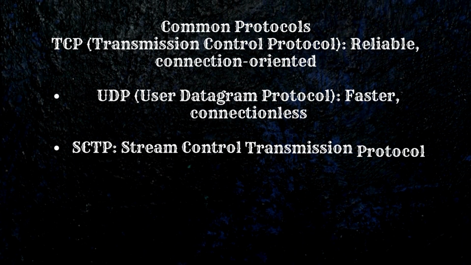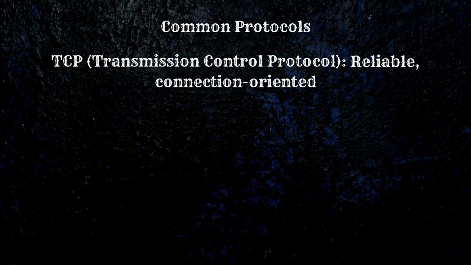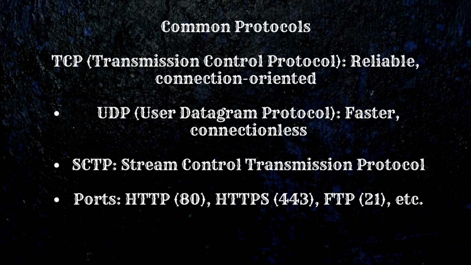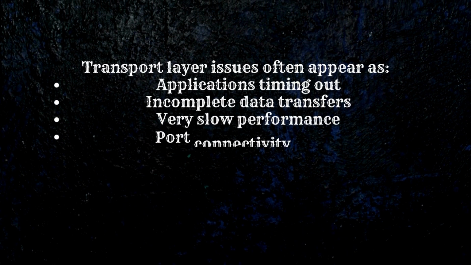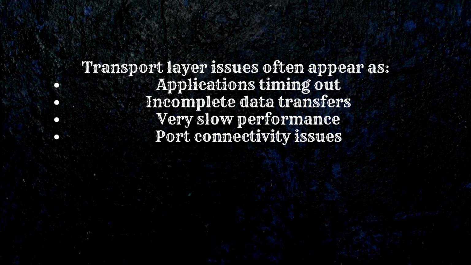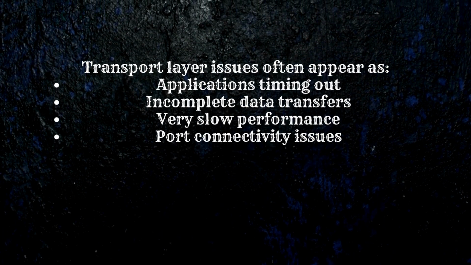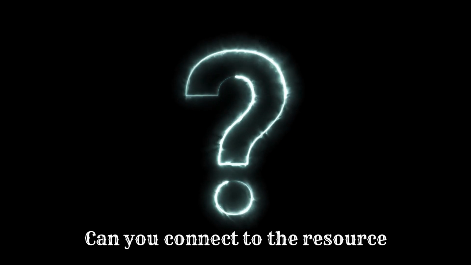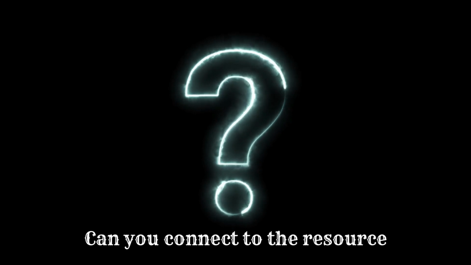SCTP, Stream Control Transmission Protocol, and their ports: HTTP, port 80, HTTPS, port 443, FTP, or File Transfer Protocol, port 21, and it goes on from there. So some common troubleshooting: applications timing out, incomplete data transfers, very slow performance, and port connectivity issues. The key question: can you connect to the resource, but experience issues with the quality or completeness of the data? That's often a transport layer problem.